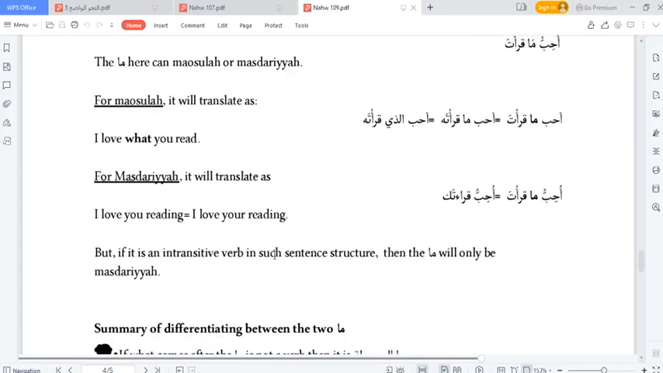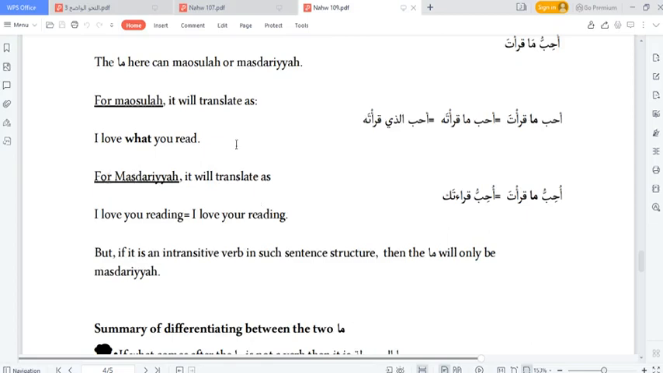How? See now. If I want to prove that it is mausula, then I will translate it as uhibbu ma qara'ta, or uhibbu ma qara'tahu. I love what you are reading. It means we have attached the hu, so this ma and hu are related. I love that which you are reading. Or I can say uhibbu alladhi qara'tahu. So by doing this, we are able to translate this ma as mausula.